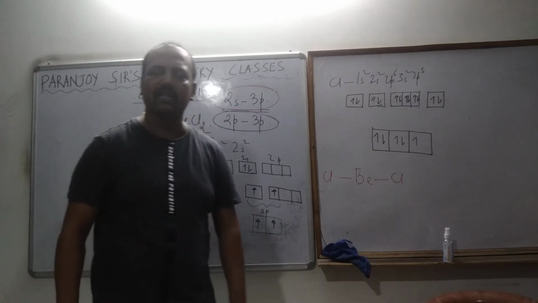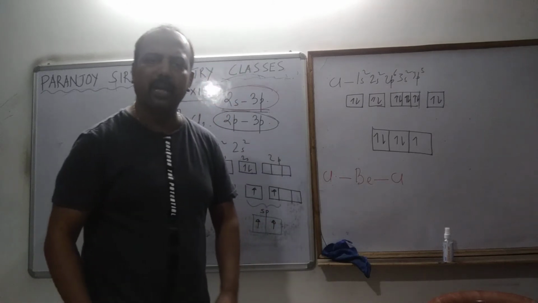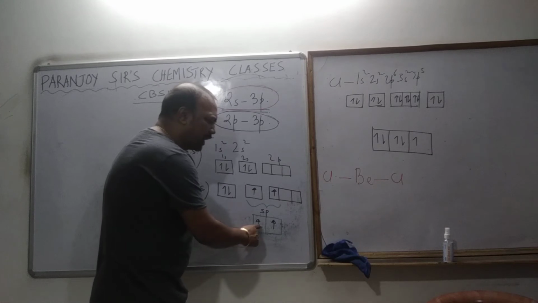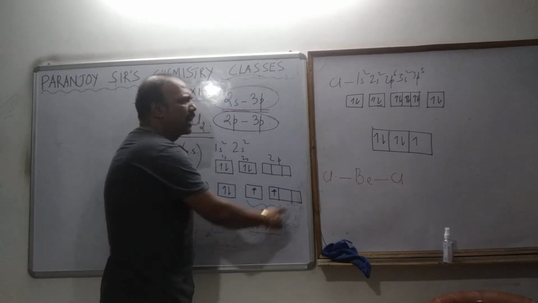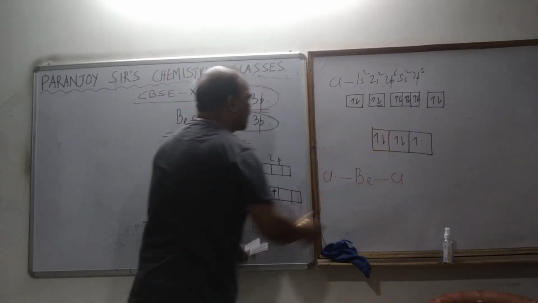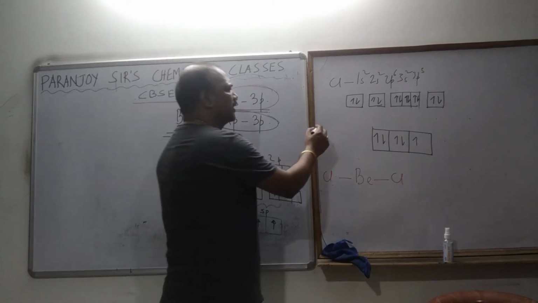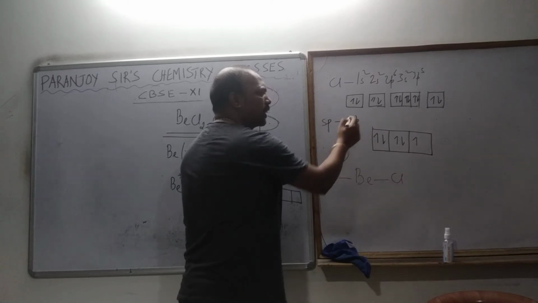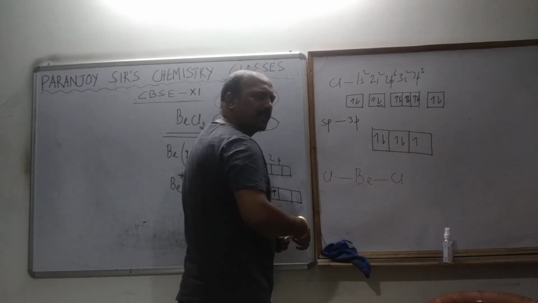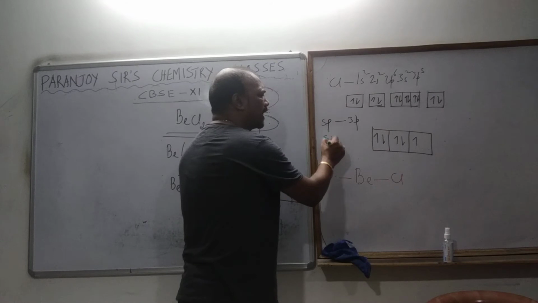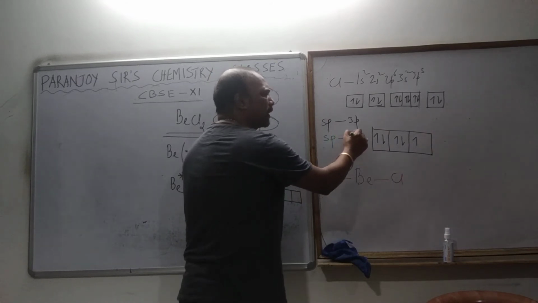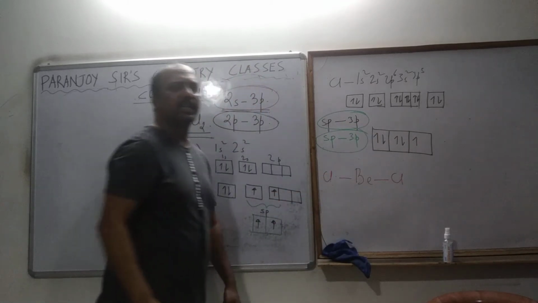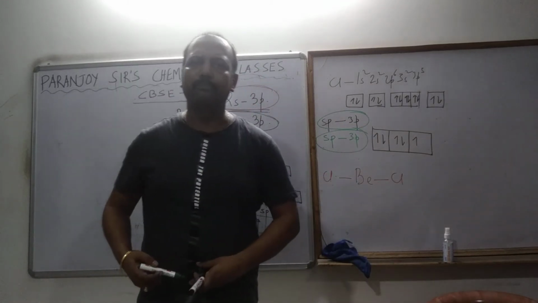Hence the mixture is called sp. The hybridization is called sp. So you have the hybridized orbital sp, and it is overlapping with 3p. Now what is the nature of the overlapping? First one, sp of B with 3p of chlorine. Second one also, sp of B with 3p of chlorine. So both orbitals, both bondings are exactly the same.